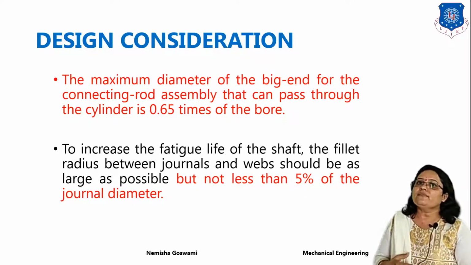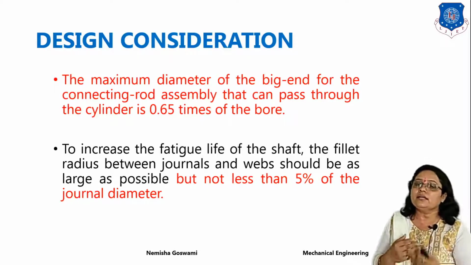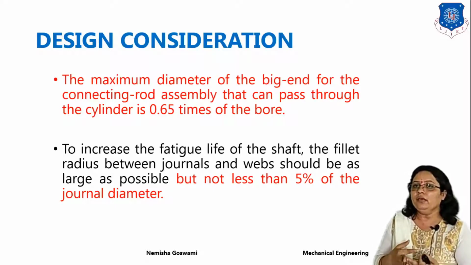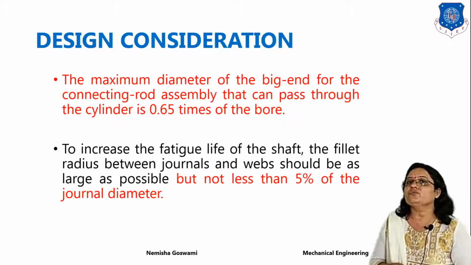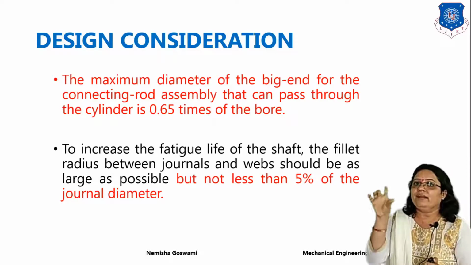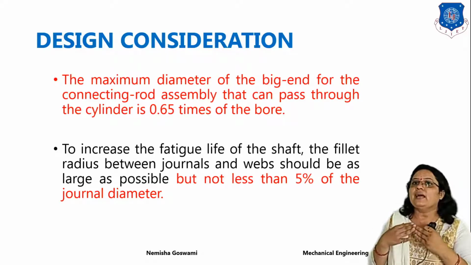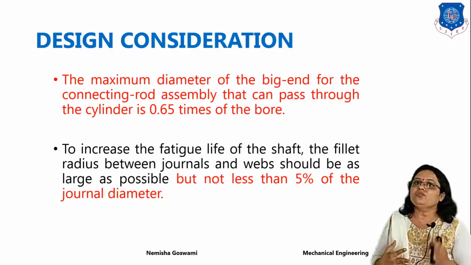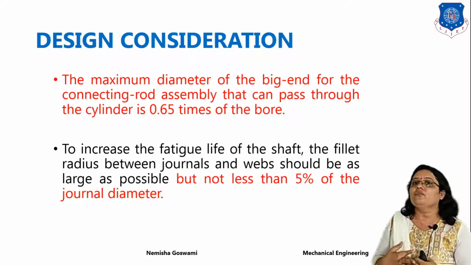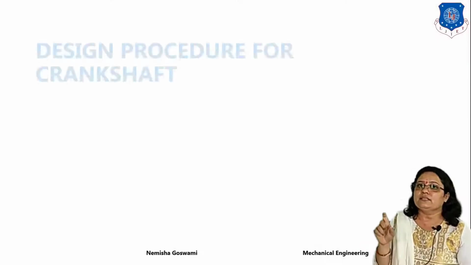To increase the fatigue life of the shaft, because the shaft is continuously subjected to reversed or cyclic loading, we have to increase its fatigue life. So the fillet radius between the journal and web should be as large as possible. We apply the fillet at the side, so that radius should be as large as possible. It should not be less than 5% of the journal diameter. I have already said that these are the standard parameters we have to consider as they are.